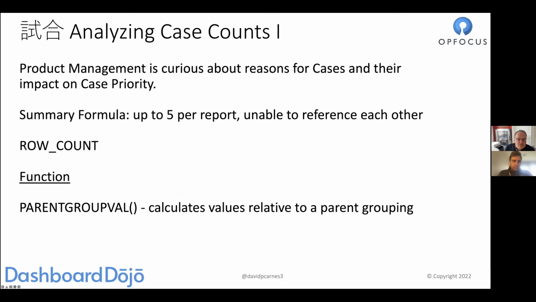When we do this, we're going to use the row count. This is a special value that's available when writing summary formulas. We're also going to use a special kind of function that's available when writing summary formulas called parent group val. And this calculates the values relative to a parent grouping. So let's go in and dig into this example.